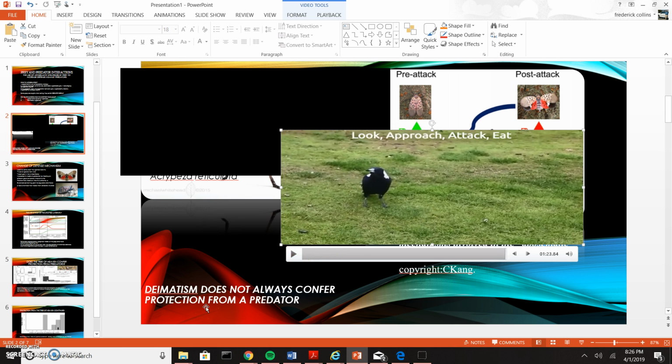The question is, does dimorphism always confer protection from a predator? And the answer is absolutely no. In the presence of a naive predator, dimorphic displays tend to be of greater value to the prey. But unfortunately, in the presence of experienced predators which are sympathetic to the prey, they still get consumed. Sympathetic predators learn to ignore the warning signs after several encounters.